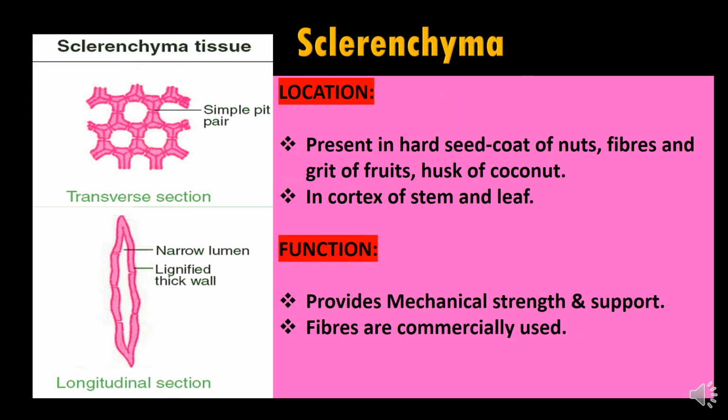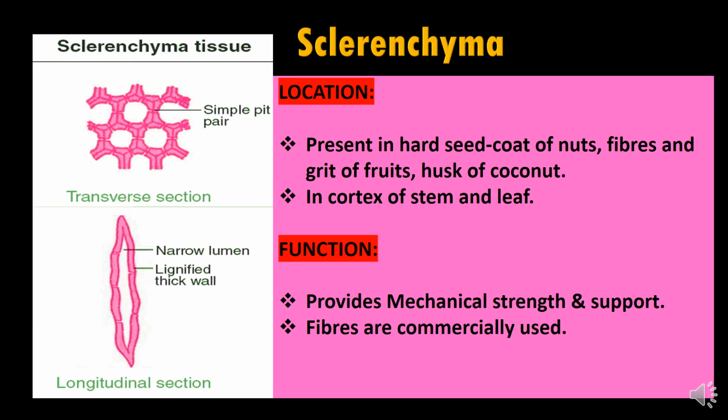And it is present in hard seed coat of nuts, in the form of fibers. It is present in grit of fruits, apples and pears, they have a hard type of pulp. So that hard grit of fruits is also due to sclerenchymatous cells, husk of coconut, and it is also present in stem between the vascular bundles and leaf veins. Leaf veins, there it provides mechanical strength.